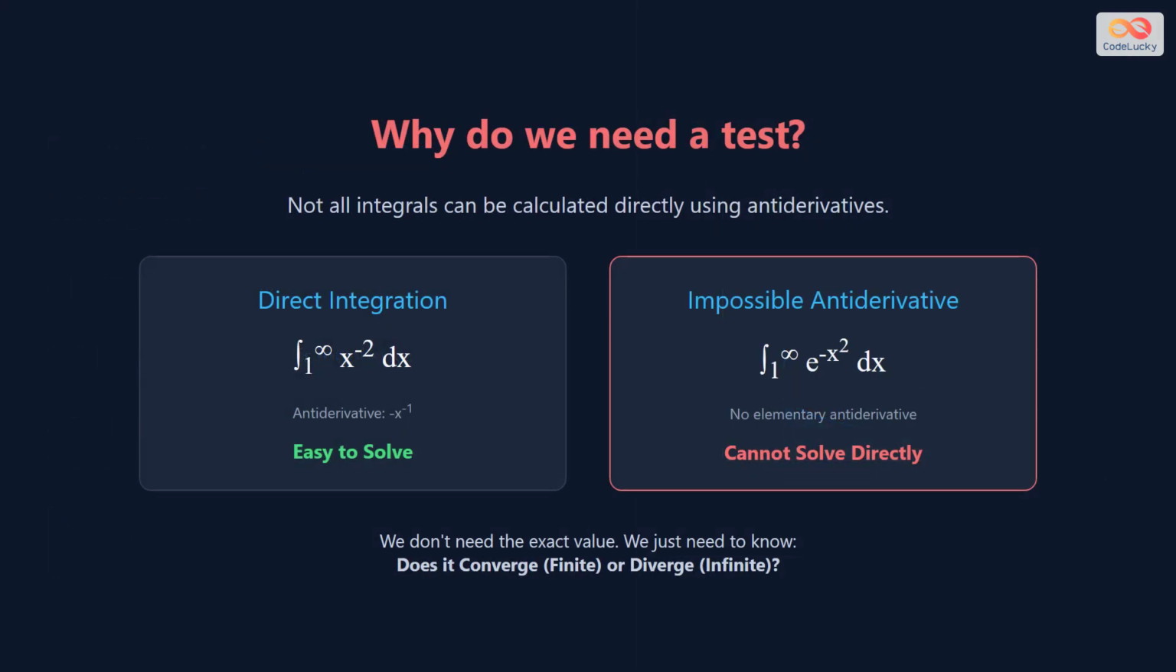Here is the main challenge. Some functions are easy to integrate, like 1 over x squared. But others, like e to the negative x squared, do not have a simple antiderivative. We cannot plug in bounds if we cannot integrate the function. However, in many real-world applications, we do not need the exact number. We just need to know if the integral converges to a finite value or diverges to infinity.